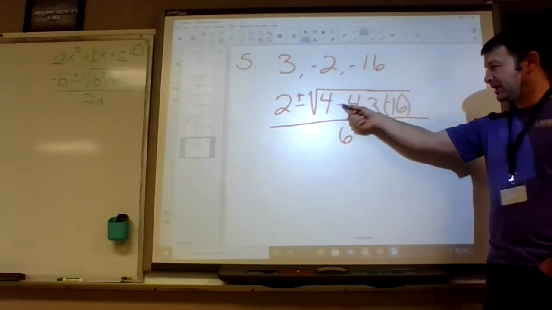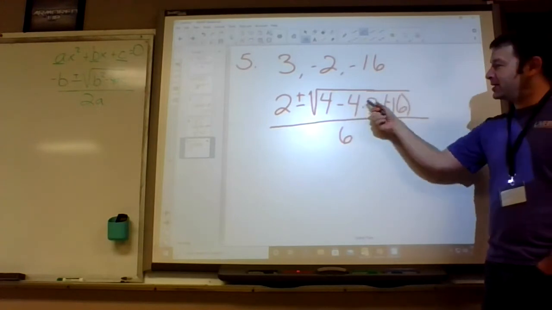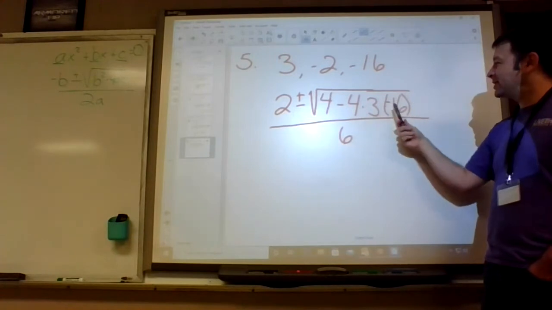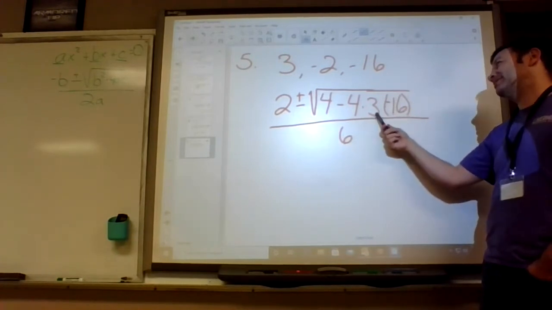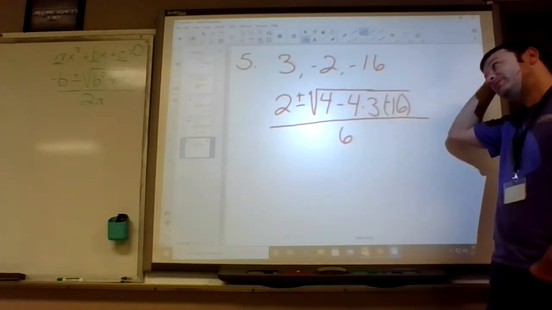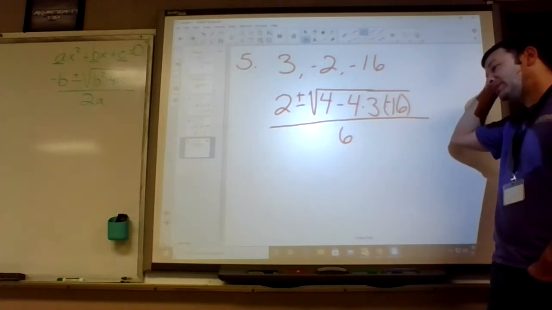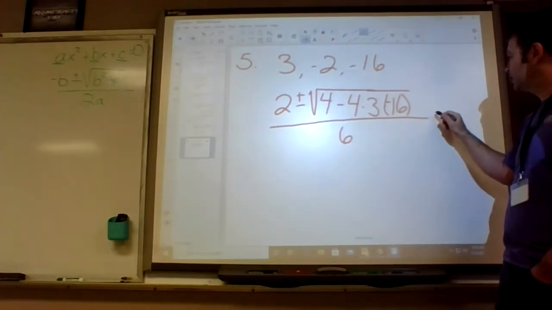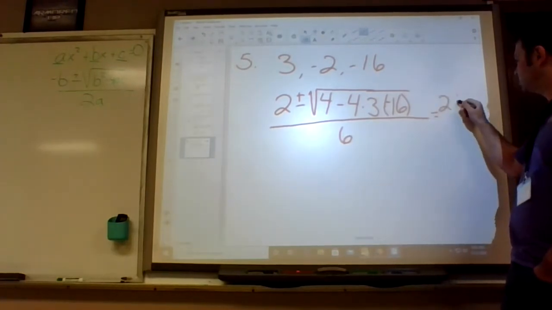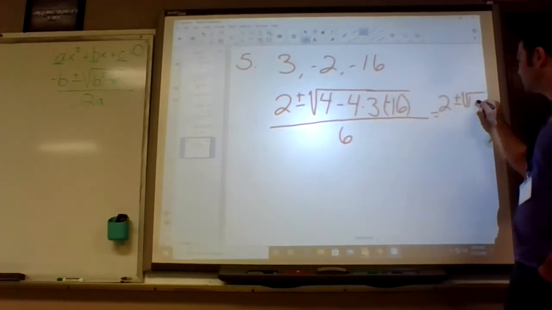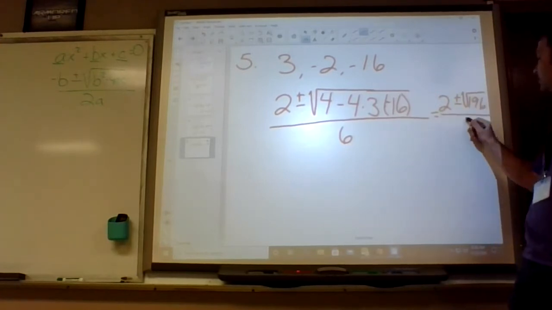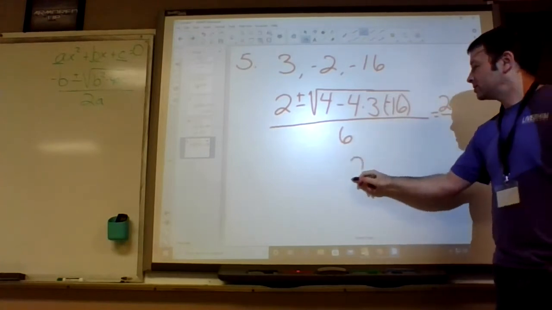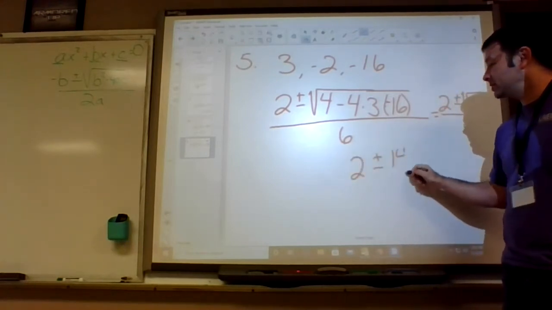That's a negative and a negative, right? A minus and a negative right there is going to make it a positive. So 4 times 16 is 64, times 3 is 192, I think. Yeah. Plus 4 is 196. That rings a bell in my head also. What's the square root of 196? 13? No, 14. 2 plus or minus 14.